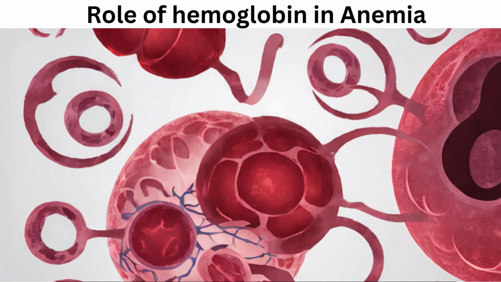Role of hemoglobin in anemia. Hemoglobin levels are closely associated with anemia. In most cases, anemia is characterized by a decrease in hemoglobin concentration in the blood. Hemoglobin's role in binding and carrying oxygen is compromised, further contributing to the reduced oxygen supply to tissues and organs.